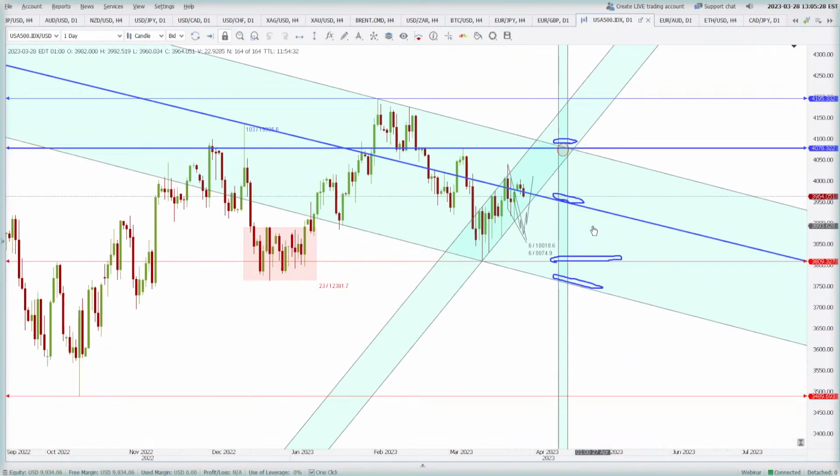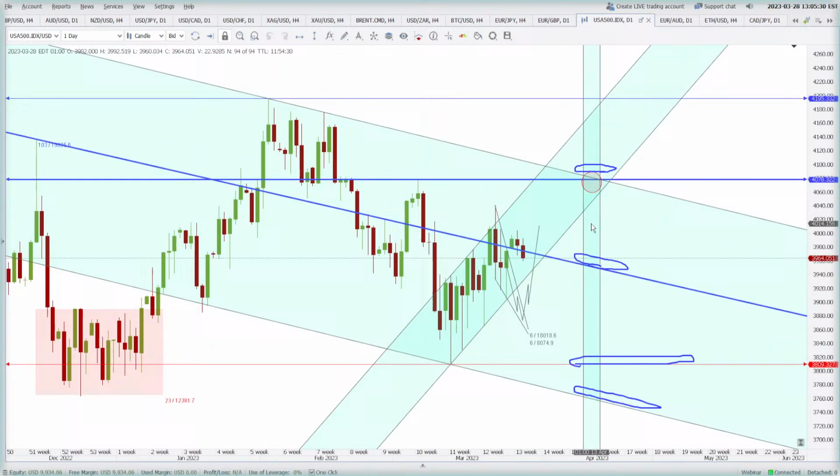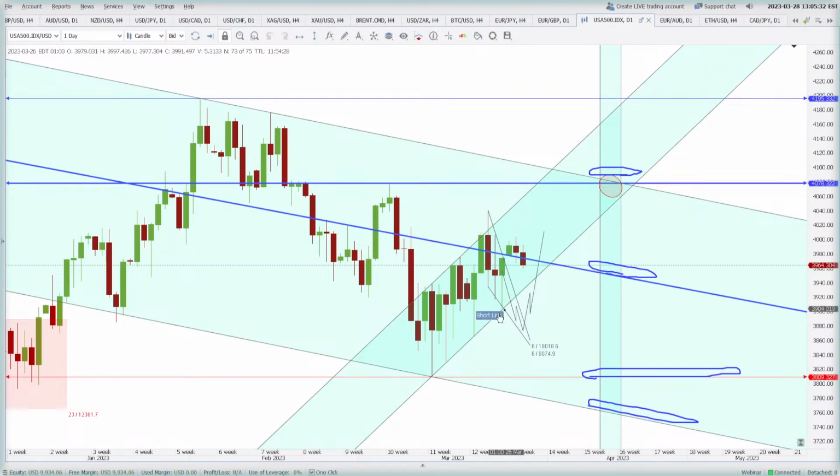All right, guys. And also this rising channel may provide some support to the price when it starts going up from here.